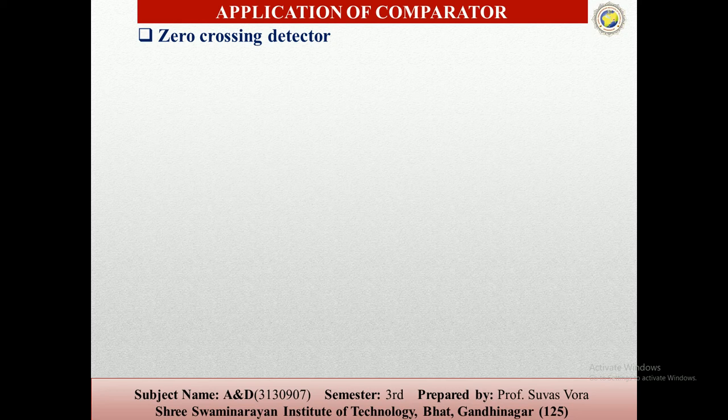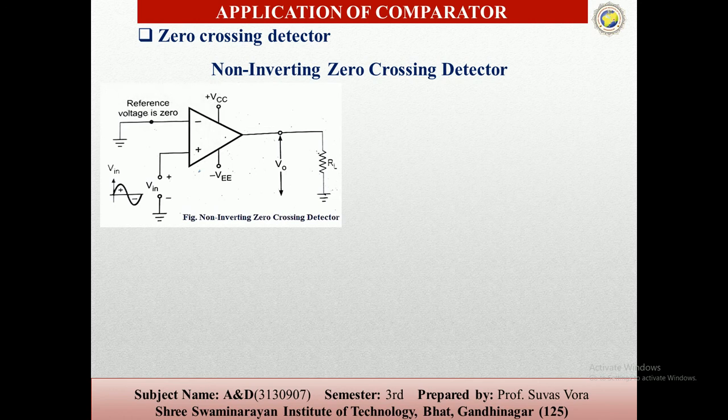In the zero crossing detector, there are two main types: non-inverting zero crossing detectors and inverting zero crossing detectors. Now start with the non-inverting zero crossing detectors. In these detectors, the op-amp is used in the open loop mode, the inverting terminal of the op-amp is grounded and the input is applied to the non-inverting terminal.